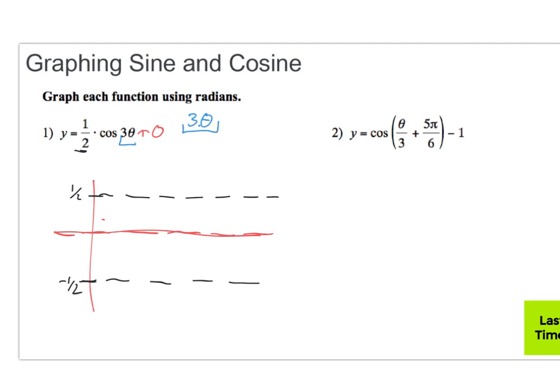Which is going to be 3 theta is equal to 0. That means theta is going to be 0. I need an ending thing, which I'm going to do 3 theta is equal to 2 pi. Dividing by 3, that means theta equals 2 pi over 3. Okay, so that's my beginning and ending point. Cosine looks like this, so we're going to start at the top at 0. Okay, there's my value. I'm going to go to 2 pi over 3. I'm going to be at the top as well.